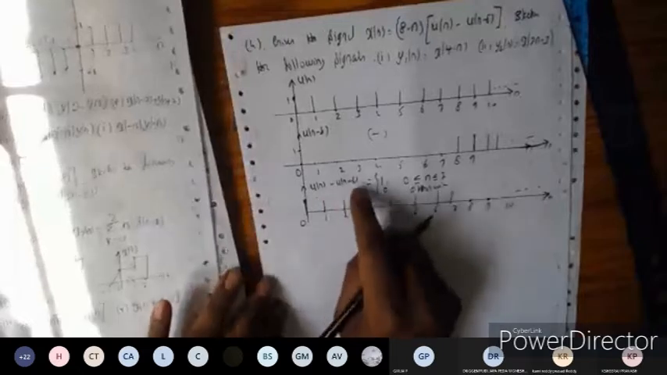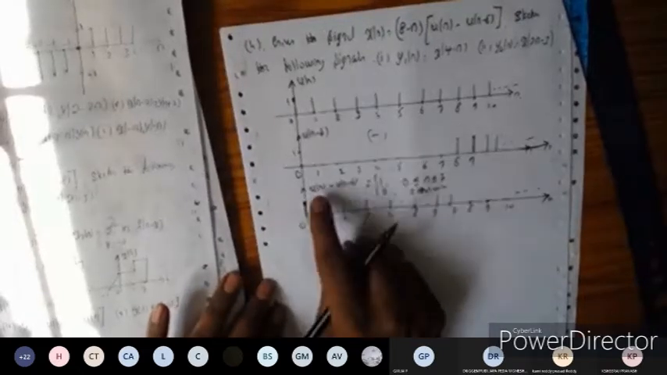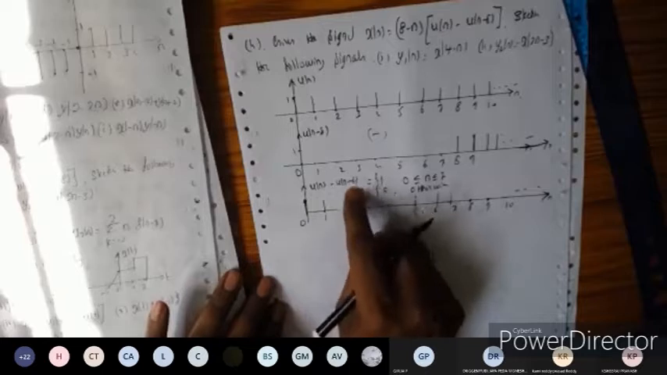Any doubts? For u of n minus 8, from 8 onwards no sample will be there. The beginning point is this one, and the ending point is one before this value 8, that is 7. You need to take it like that.